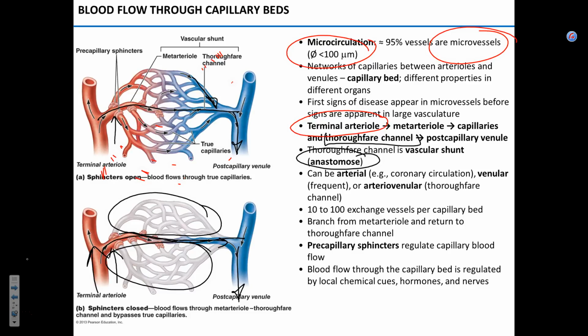So a vascular shunt is an example of arteriovenular anastomosis. You're good with that, I hope. It's a lot of new terms, but structurally it makes a lot of sense. Okay?